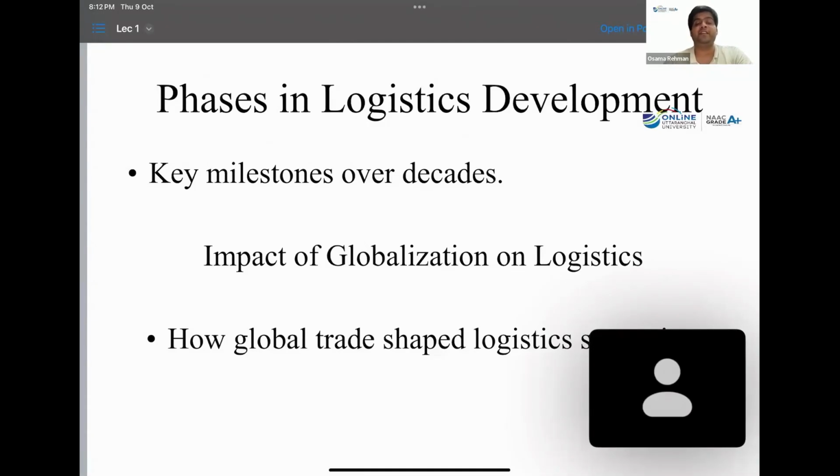So, why does globalization affect logistics? Globalization has increased international trades. It has created global supply chains involving multiple countries. It has demanded faster, cheaper, and more reliable delivery. It has led to global competition and standardization, quality expectation, and all these factors have transformed how logistics is planned and executed. Now, coming to the positive impact of globalization on logistics.